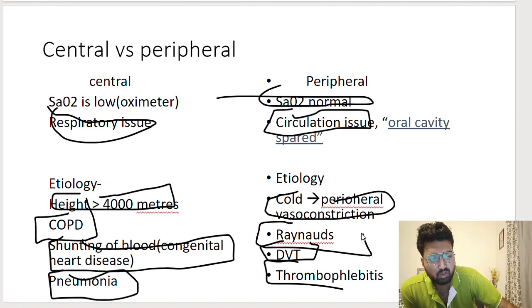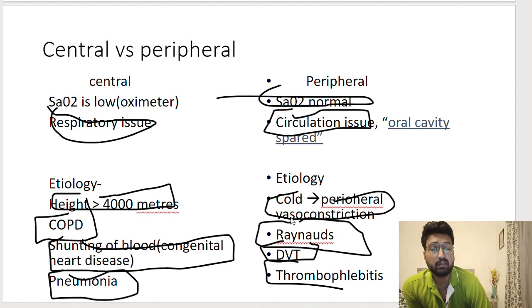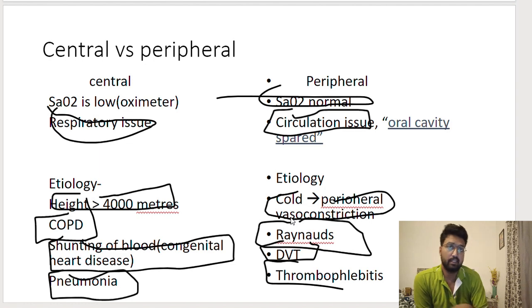And the most important cause is Raynaud's. In Raynaud's phenomenon, you will see a triad: there will be pallor, there will be cyanosis, and there will be rewarming and regaining of color in the last stage.